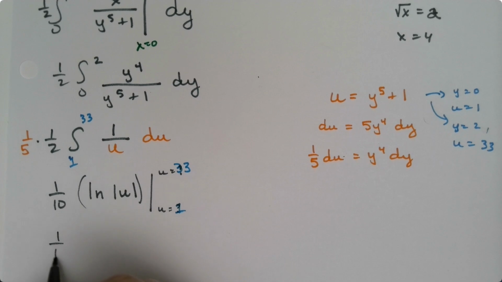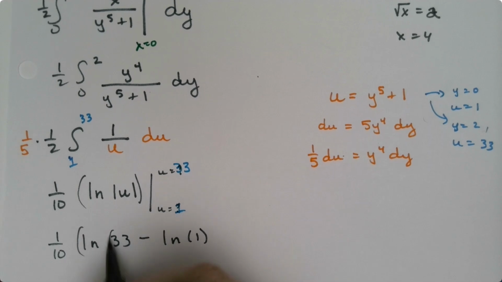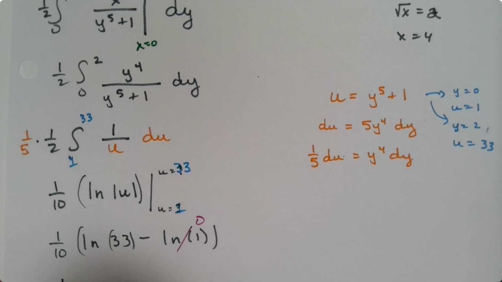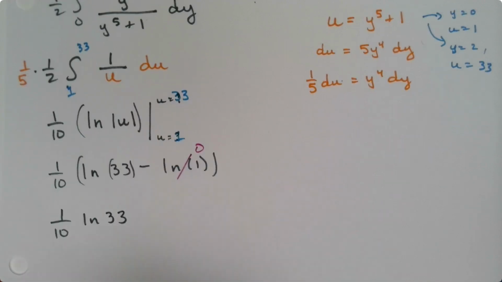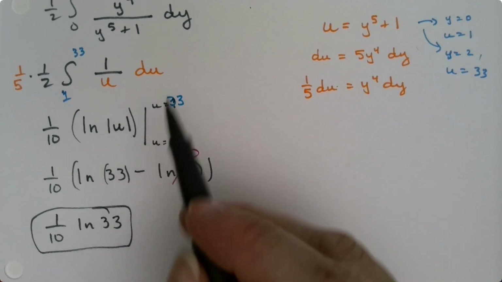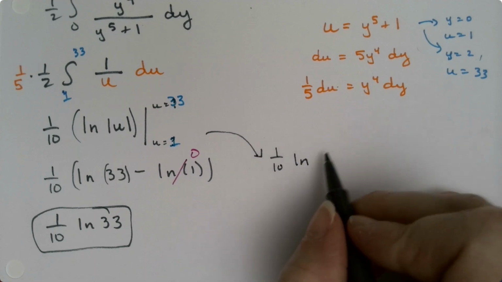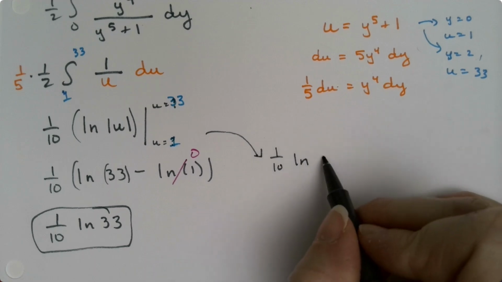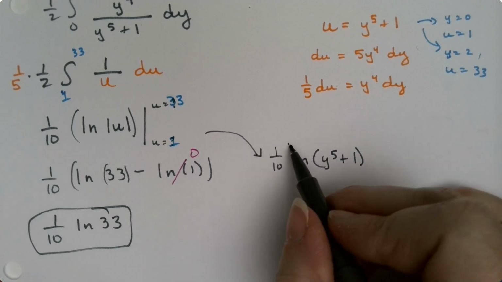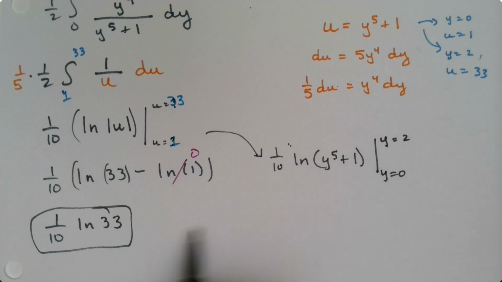So this is 1/10 natural log of 33 minus the natural log of 1, and the natural log of 1 is 0. So this is 1/10 natural log of 33. All right, so that's u substitution with no back substitution. Now, if you don't want to do that step, you can go back here and do 1/10 natural log of, what was it, y to the 5th plus 1, and then you're taking that from y equals 0 to y equals 2.